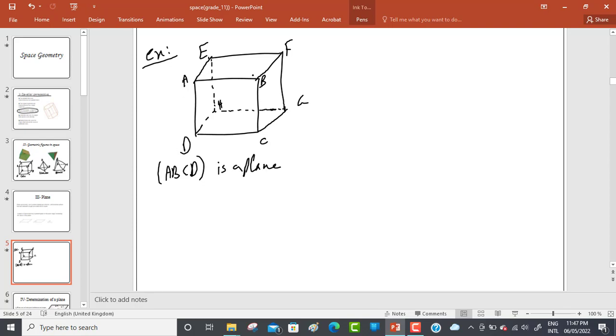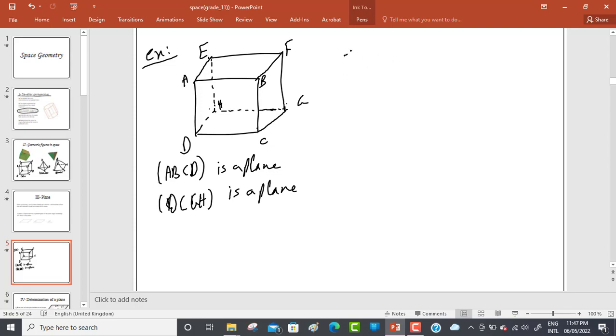Okay, it's the plane ABCD. The plane, for example, DCGH. DCGH also is a plane, a two-dimensional surface. It's, for example, ABFE, it's a square, or ABGH. ABGH is a plane. Okay, so a plane is any two-dimensional surface.